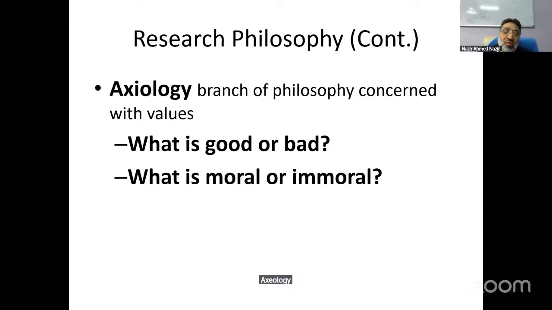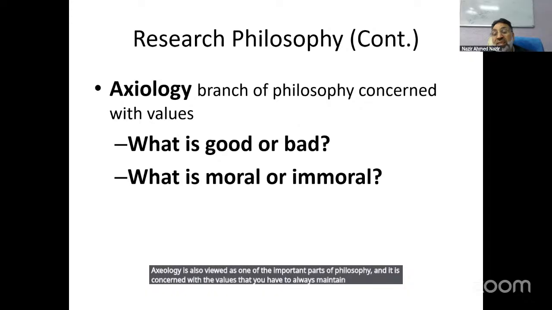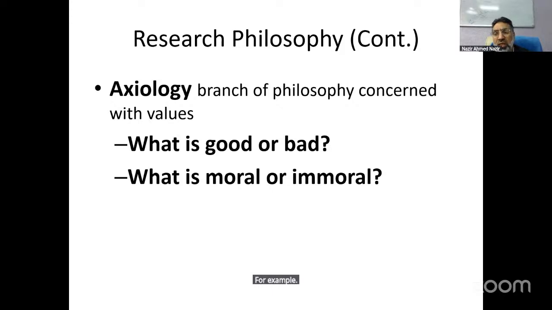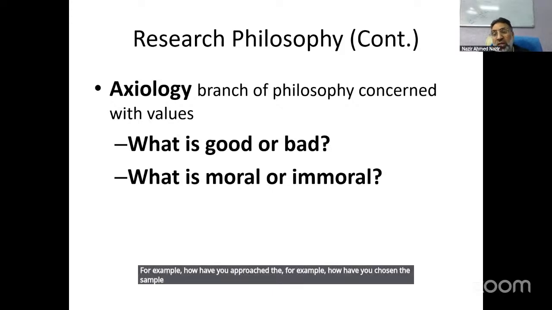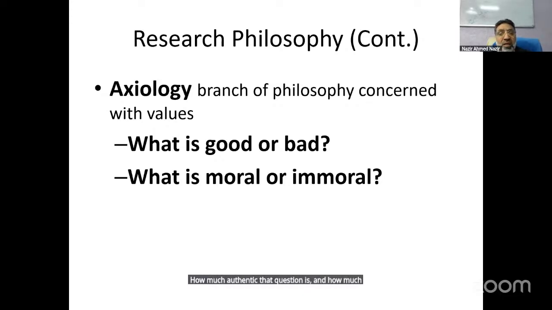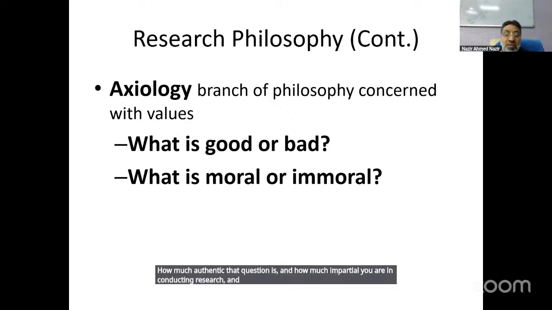Axiology is also viewed as one of the important branches of philosophy, and it is concerned with the values that you have to always maintain, the ethical standards and moral standards you have to maintain while conducting research. That indicates many things. That talks about, for example, how you have chosen the sample, if you are doing a quantitative or a qualitative or for that matter mixed method kind of research, how you approached them, what kind of question you have used, how authentic that question is, and how impartial you are in conducting research. And more importantly, how ethical you are, in the sense that the data you collect is exactly the data you really collected from the sample respondents, with no maneuvering involved in it.